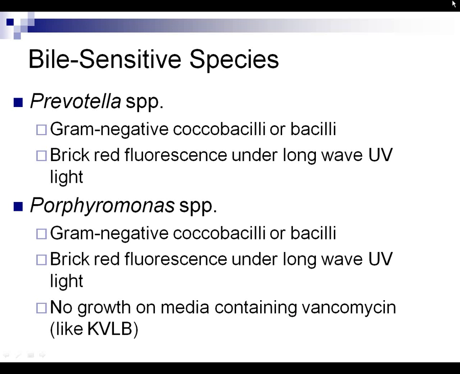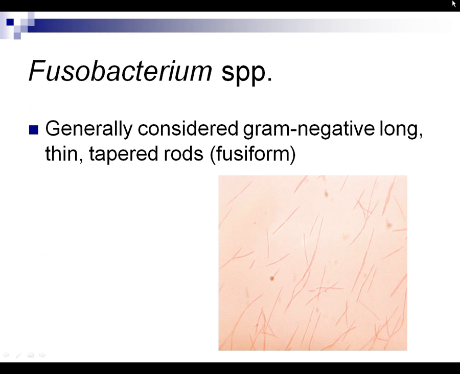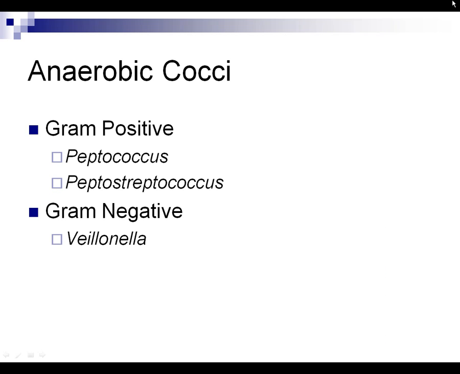For Prevotella and Porphyromonas, they are not bile tolerant, so they will not grow on bile media. All right, they're gram-negative coccobacilli or bacilli. Prevotella has a brick red fluorescence, so does Porphyromonas. Fusobacterium, key characteristic here is the tapered ends, very, very thin gram-negative rods with those pointy ends.